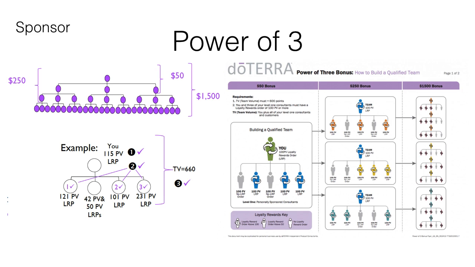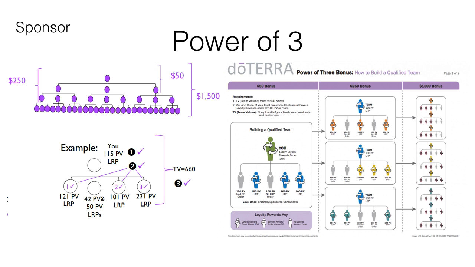Second, you have to have 3 people under you on the first level, that is 3 people that you sponsor, who have an LRP of 100 PV or more. The third requirement is that you and everyone on your first level has to have a team volume of 600 PV or more. Looking at this example, it says 660. So this example below actually reaches those requirements. So they would receive $50, which is the first level of Power of 3.